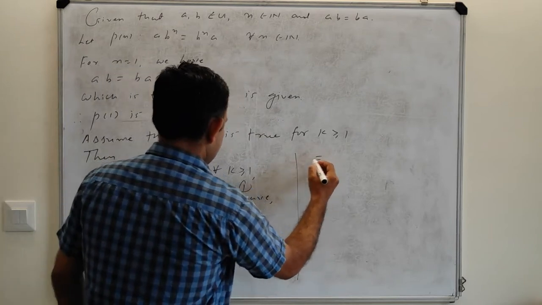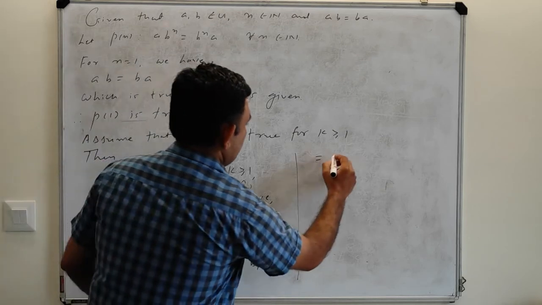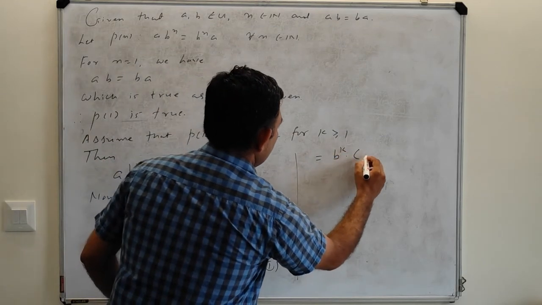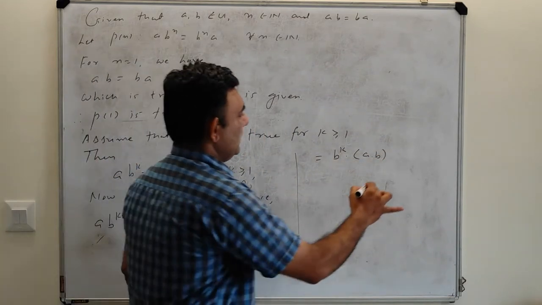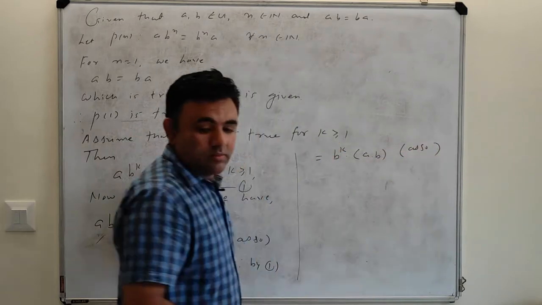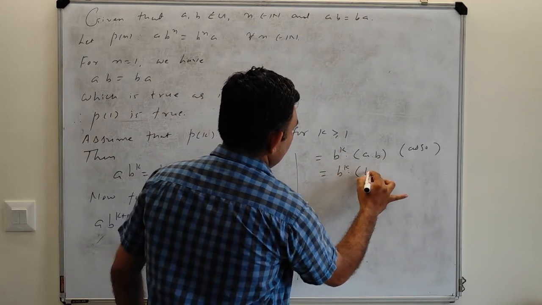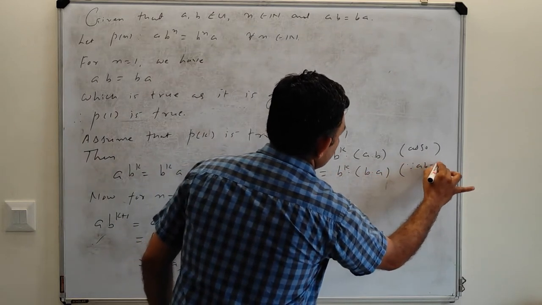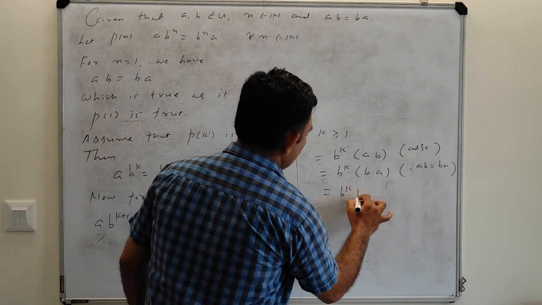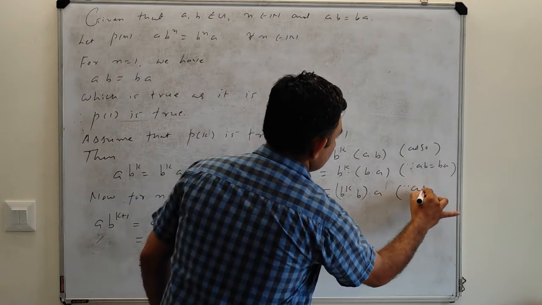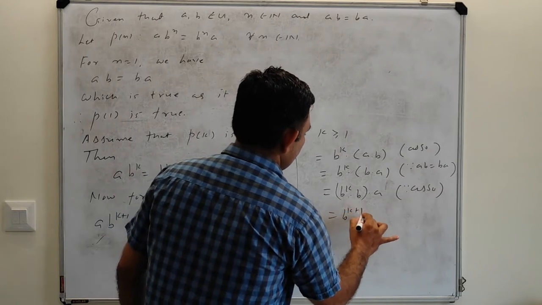So this gives me what? This is equal to B raised to k into A into AB. Again you club A and B by associativity. You can club this through. So this is B raised to k into BA, because AB is equal to BA, it is given. So again use the associativity: B raised to k into B into A, because it is associativity. And this is B raised to k plus 1 into A.